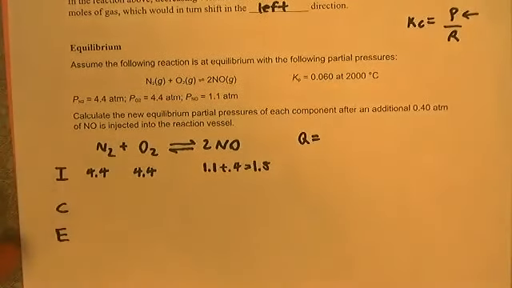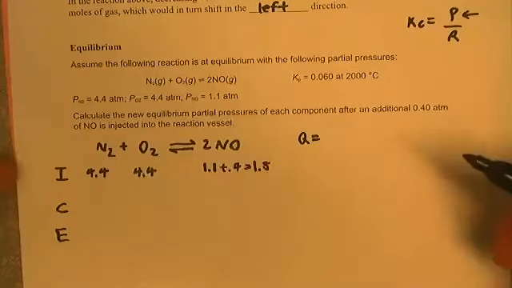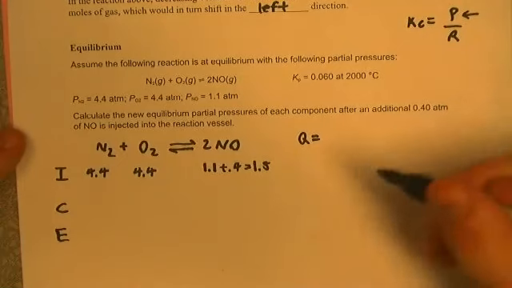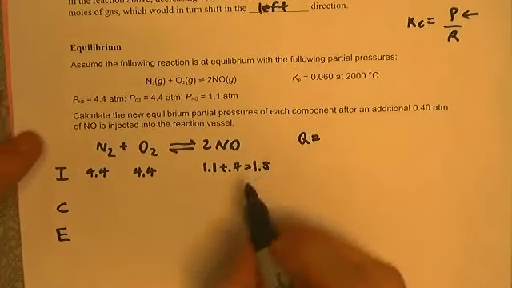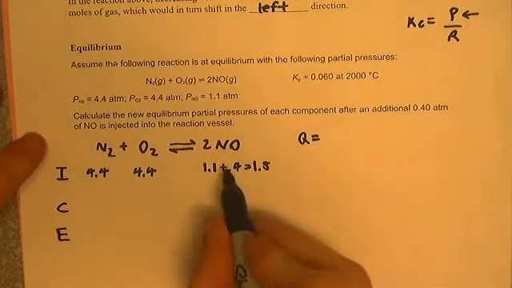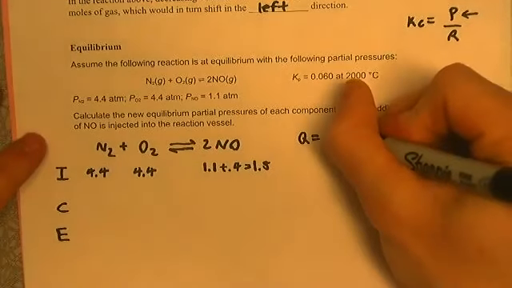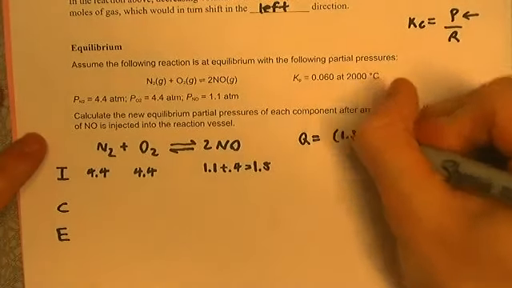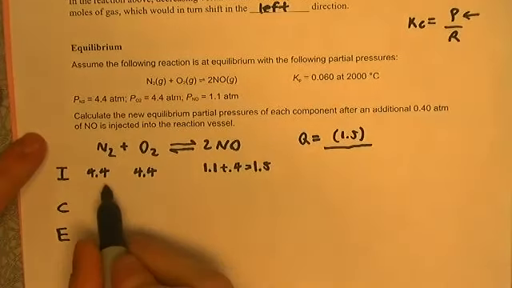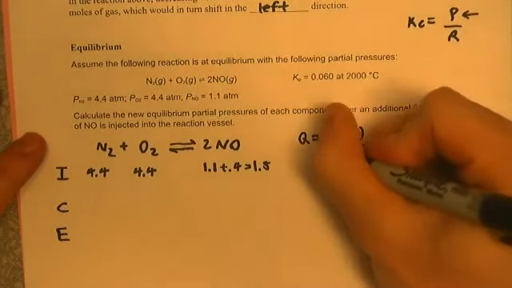Q is also known as the reaction quotient. It's like the snapshot of where the reaction is at in time. Q is closely related to K. It's not the same, but it's the same way of solving. It's products over reactants. So let's look. What do we have for products? We have nitrogen monoxide at a concentration of 1.5. And our two reactants, we have both at concentrations of 4.4.